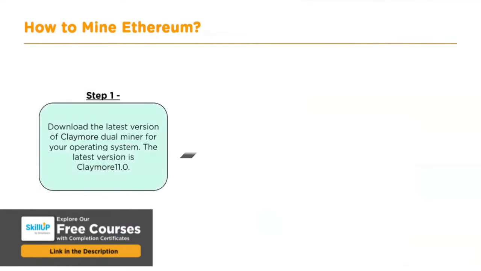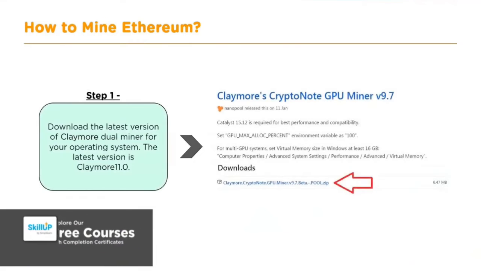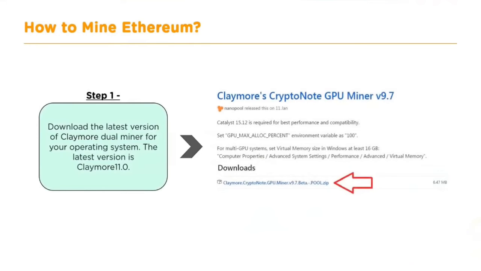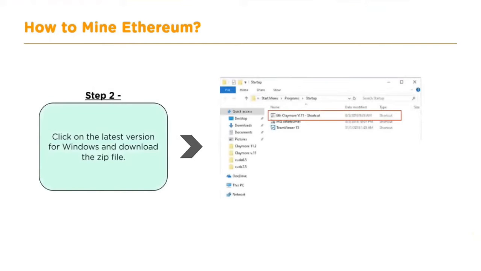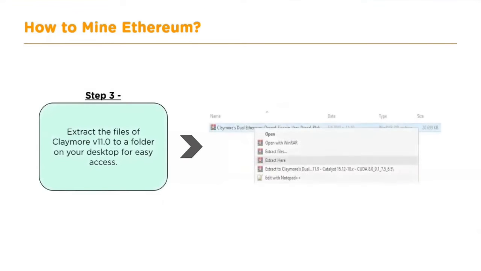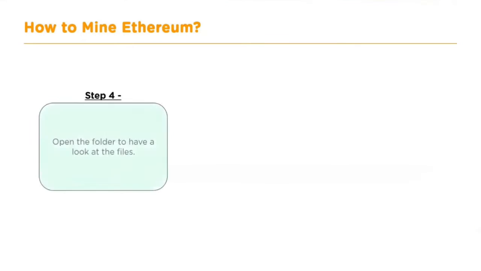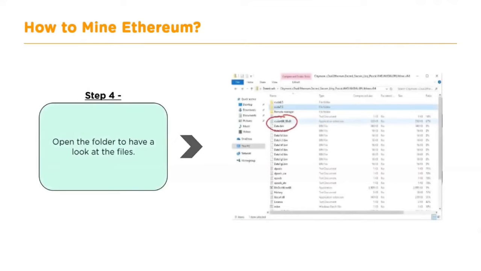Now, we need to follow a few steps to get started with mining. Step 1. Download the latest version of Claymore Dual Miner for the operating system. The latest version is Claymore 11.0. Step 2. Click on the latest version for Windows and download the zip file. Step 3. Extract the files of Claymore 11.0 to a folder on the desktop for easy access. Open the folder to have a look at the files.